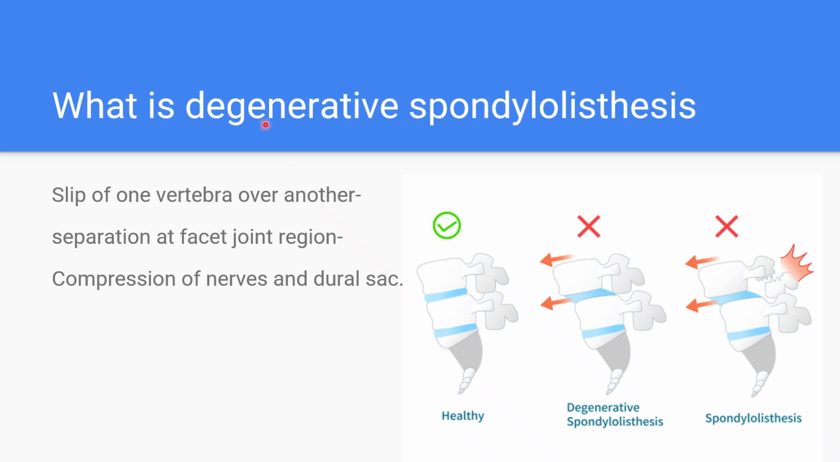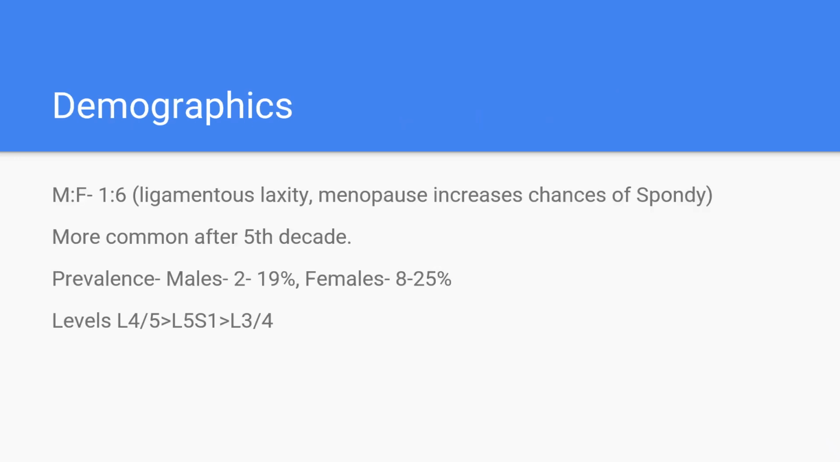So in degenerative spondylolisthesis, it is basically a slip of one vertebra over the other and there is separation at the facet joint rather than at the pars interarticularis, and there is compression of the nerves and the dural sac subsequently. Now let's get back to the demographics.